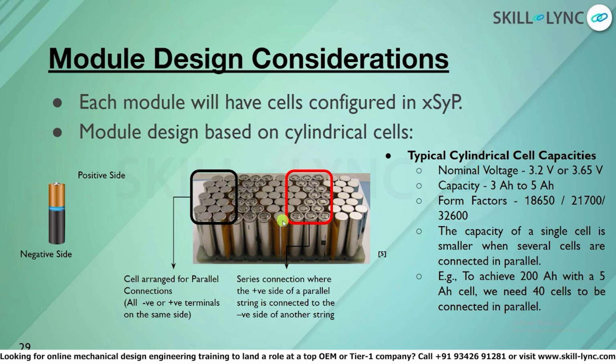So this is how you make a module. You put all the cells in parallel first, to get the capacity you want, and that becomes a string. You connect all the strings, positive of one string to negative of another string, and you get a series combination. So this is how a cylindrical cell module is designed.